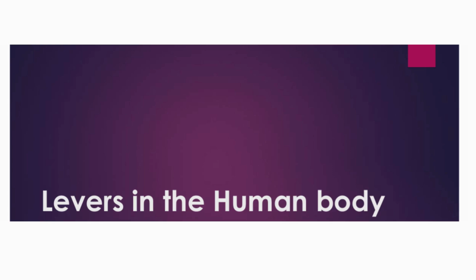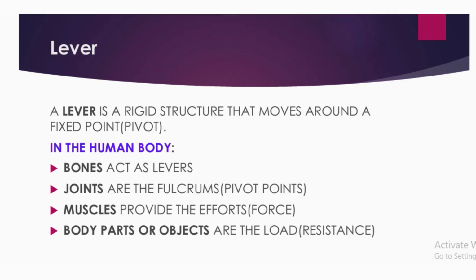So there are some levers in the human body. A lever is a rigid structure that moves around a fixed point that we call the pivot. In the human body, bones act as levers, and the joints are the fulcrums, which we call the pivot points. The muscles provide the effort, which is the force, and the body parts or objects are the load, which is the resistance.